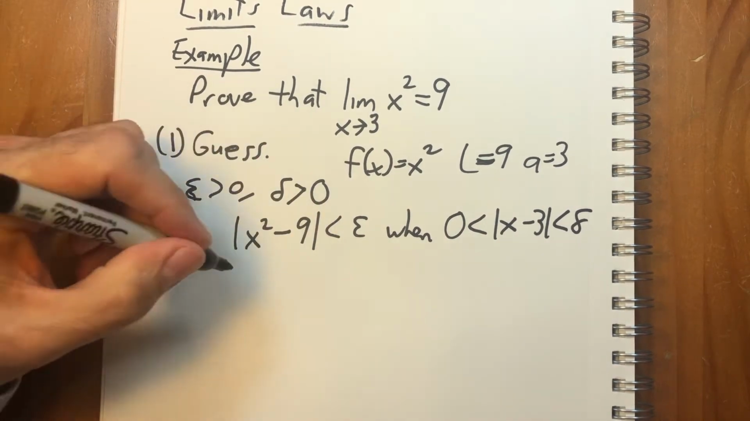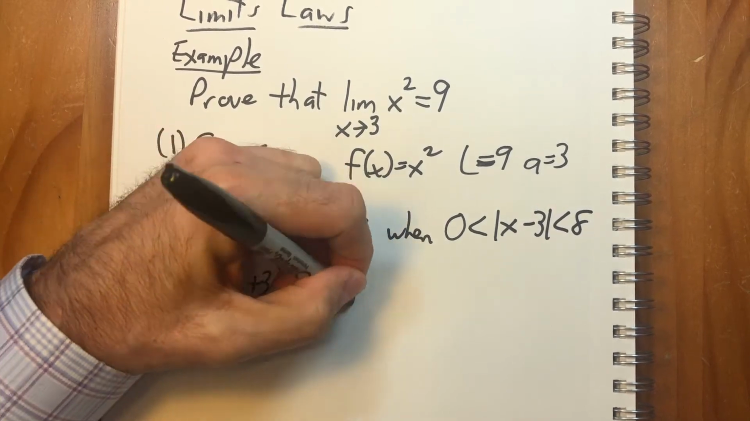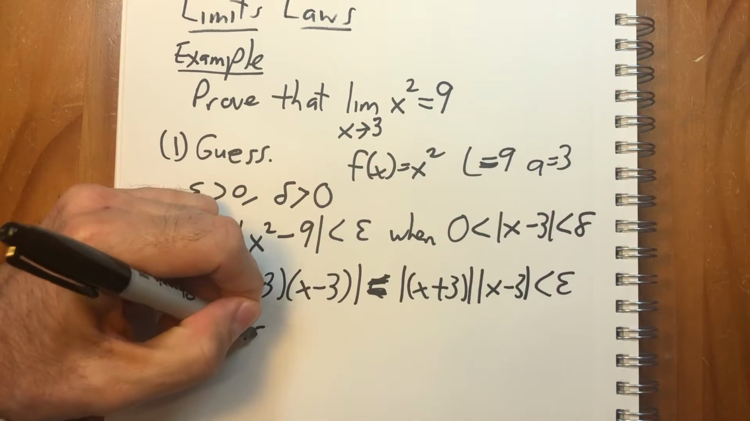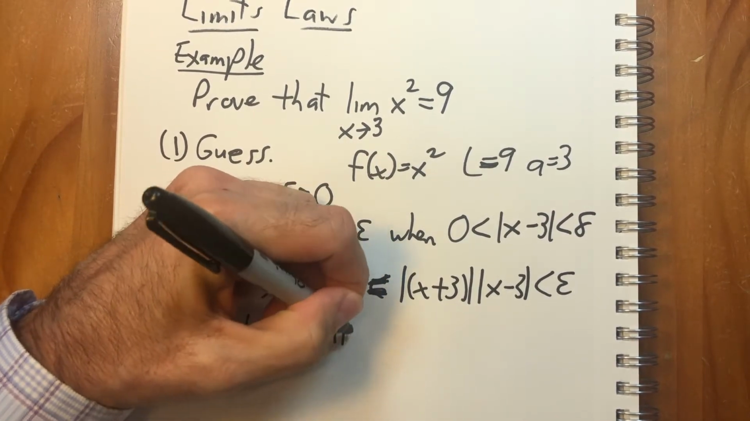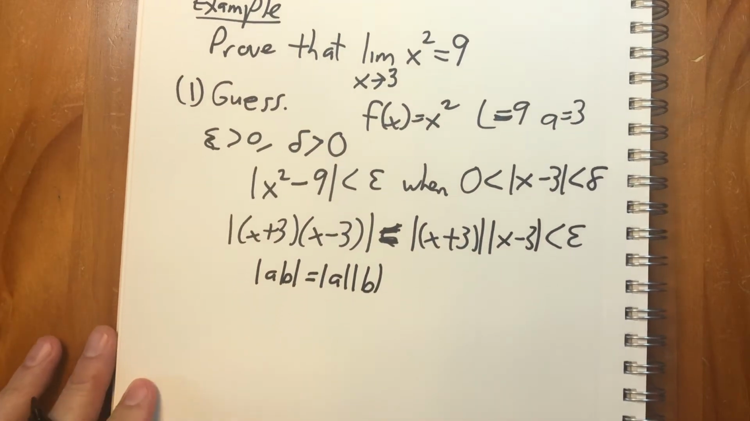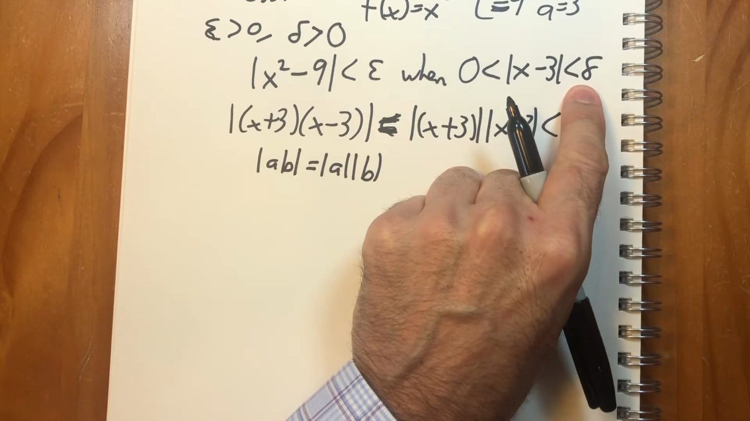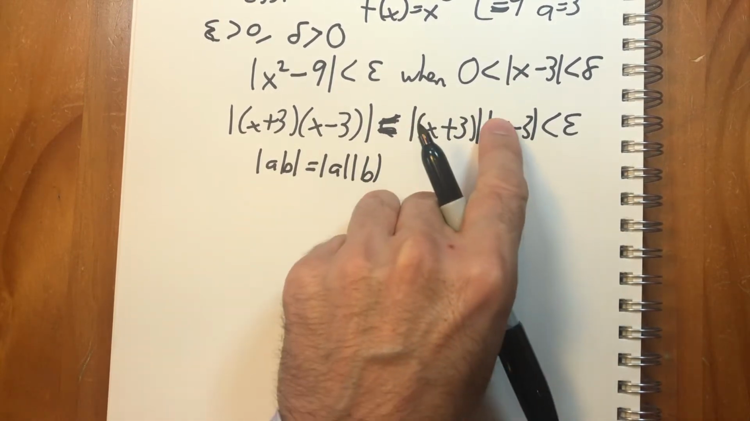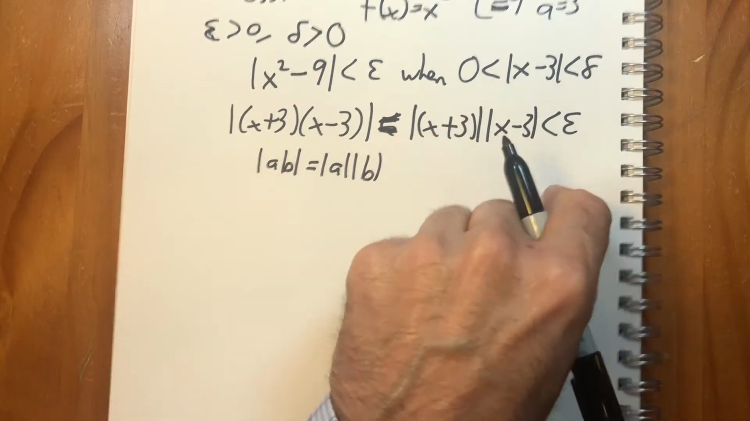So x squared minus 9 is the difference of two squares. So we have that x plus 3 times x minus 3. A rule of absolute values is that the absolute value of AB equals the absolute value of A times the absolute value of B. Okay, so we know that |x minus 3| is less than delta. We have to find a way to control |x plus 3| to keep this whole thing less than epsilon, and then connect the epsilon and the delta.